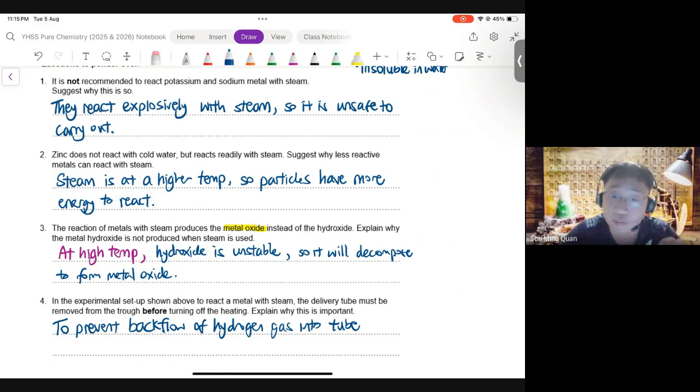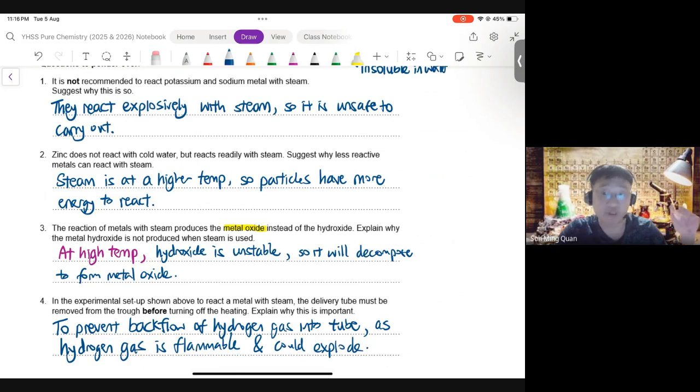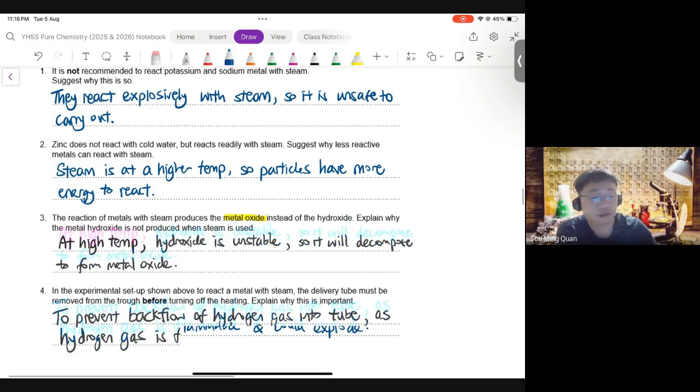Now, why is it so important to prevent backflow of hydrogen gas into the tube? Hydrogen gas is flammable and could explode. Remember, the tube is still hot. If you don't remove the delivery tube, the hydrogen gas flows backwards, backflow. It's hot, it could catch fire and explode.